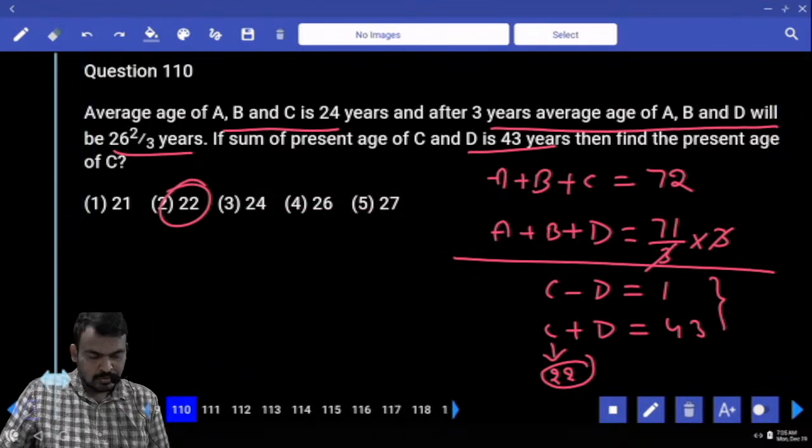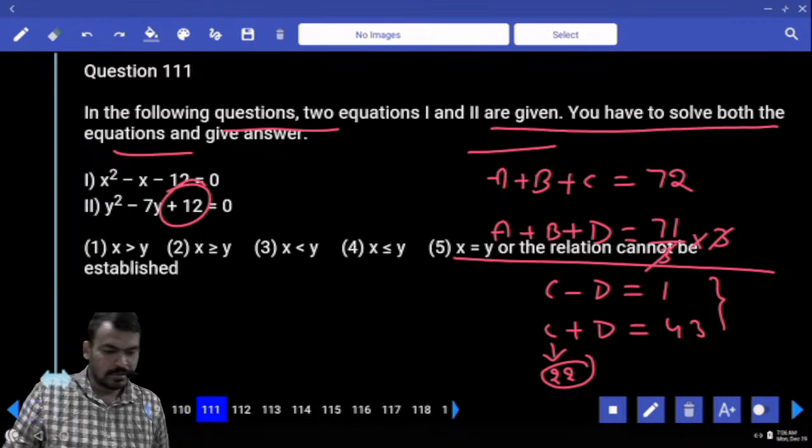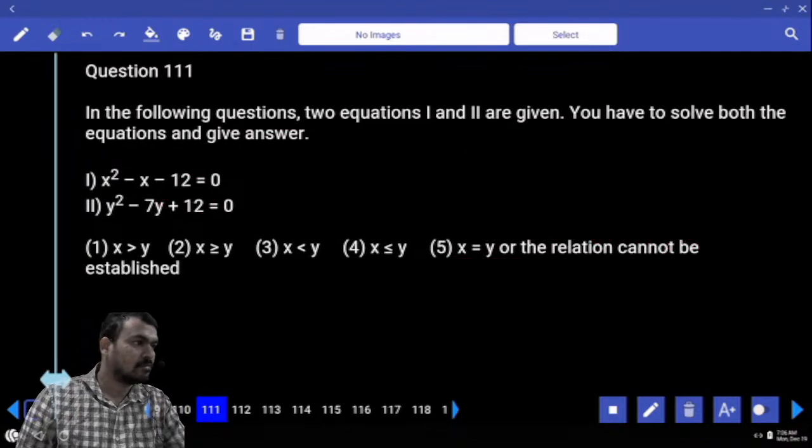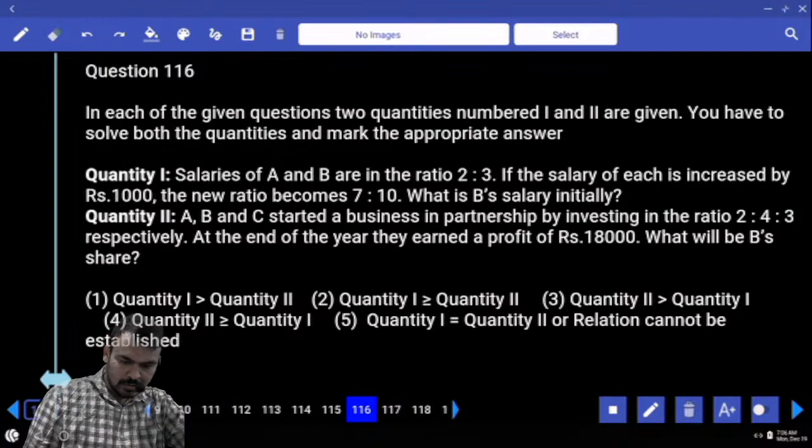Next question, 111. Quadratic equations required or not required? Not required. Next, 116.